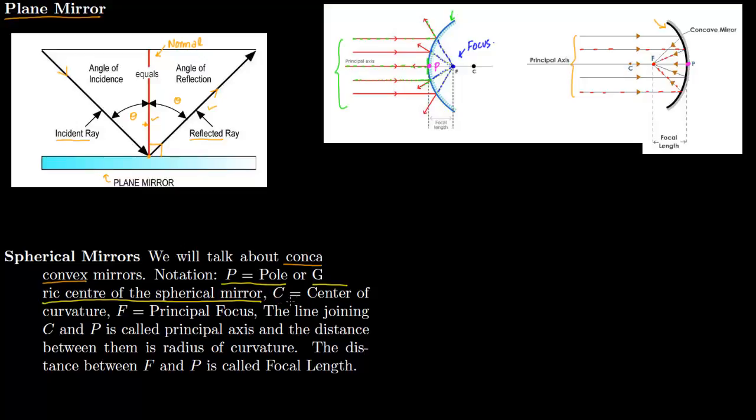Now C is the center of curvature. Center of curvature means that you see these mirrors are curved, that is there is almost a circle here. So this mirror is nothing but part of a circle. So you can think of this mirror as a part of a circle.